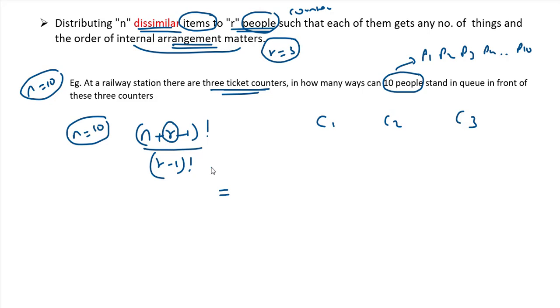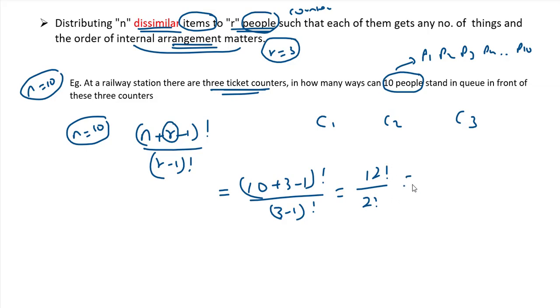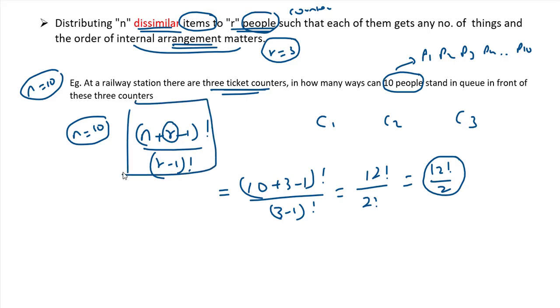If we substitute these values here, we will get (10 plus 3 minus 1) factorial divided by (3 minus 1) factorial, which will be 10 plus 3 is 13, minus 1, 12 factorial. This whole thing will be divided by 2 factorial. As you can see, this number, whatever it comes out to be, will be a huge number, 12 factorial divided by 2. So manually it is not possible to list down all the combinations. You can directly use this formula to arrive at your answer.